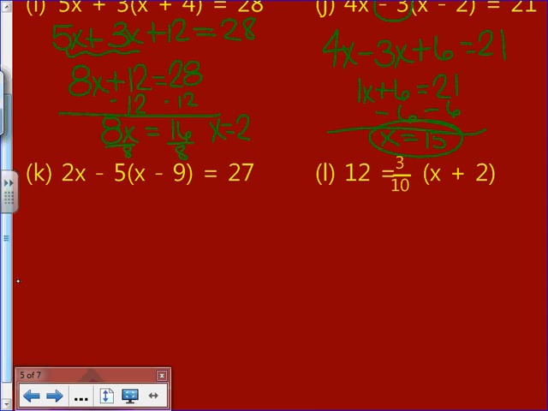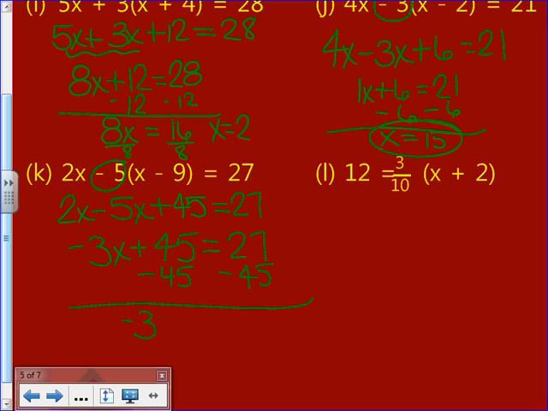K, distribute. My distributor is negative 5. So 2x minus 5x plus 45 equals 27. 2x minus 5x, negative 3x plus 45 equals 27. Subtract or get rid of the extra number. Minus 45. You do the opposite. Minus 45.